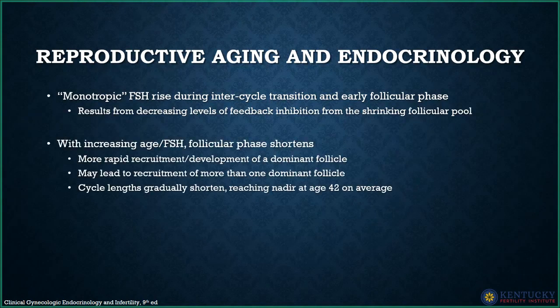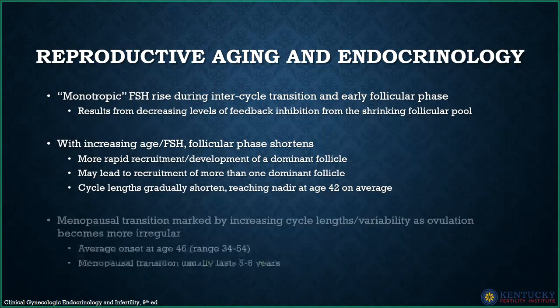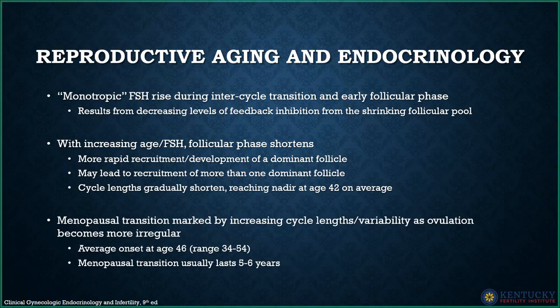Because you get this accelerated rise in FSH, you tend to recruit your follicles faster. So you have a shorter follicular phase that leads to an overall shorter cycle length. That higher FSH tone can also cause more follicles to develop, which leads to a higher incidence of dizygotic twinning for women in their 40s. And typically around age 42 is where cycle length reaches a minimum. After that, we start seeing more of the perimenopausal transition, typically lasting 5 to 6 years until an average age of menopause at 51 in this country.